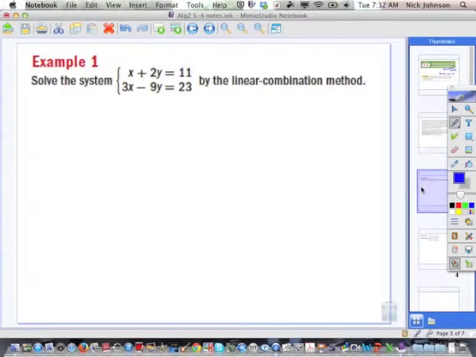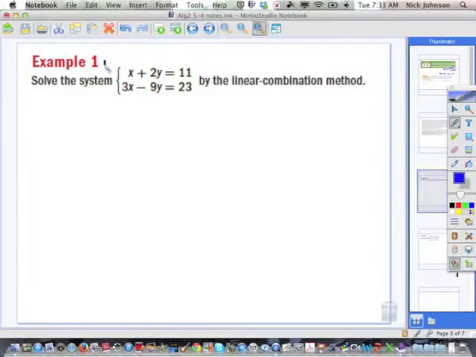So if you look at example 1, it says solve the system x plus 2y is equal to 11 and 3x minus 9y is equal to 23 by the linear combination method. So what I'm looking for here is a way to get either the x or y gone. If I add these two together, I get 1x plus 3x gives me 4x, and 2y minus 9y is a negative 7y. So they're not automatically going to fall out when I add them together. So I need to multiply one of these by some number, or both of them by some number.